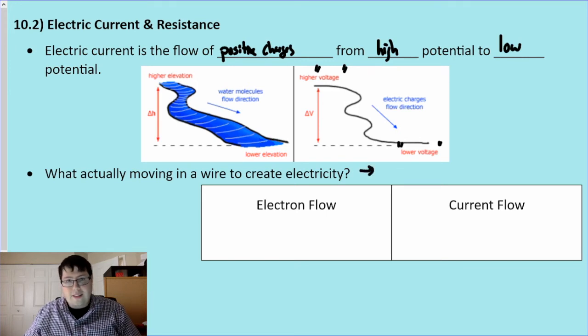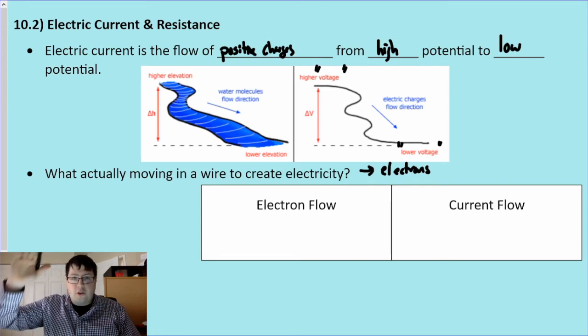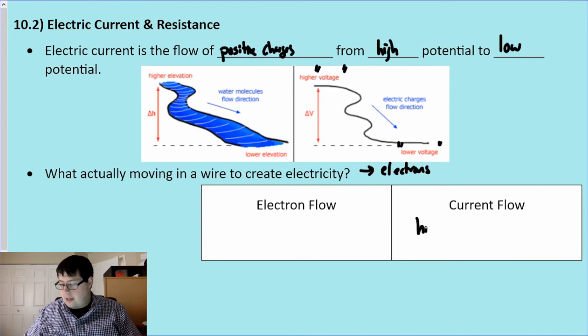Well, it's in the name. Electricity must be talking about flowing electrons. And electrons don't flow the same way as current, because current is the flow of positive charges from high to low potential. Positive charges go from high to low. And so current flow is from high to low potential.